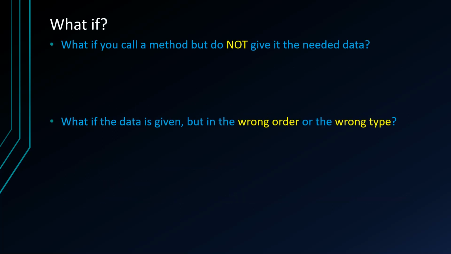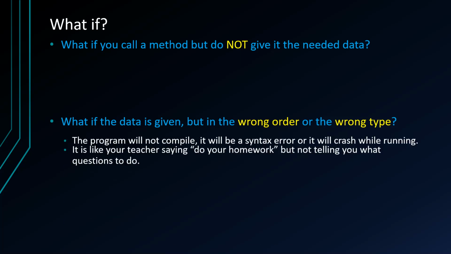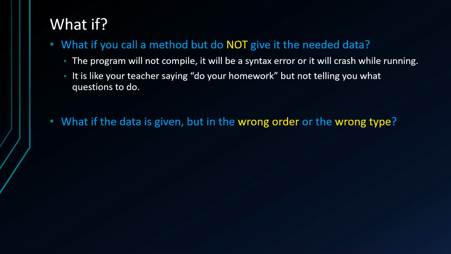All right. So what if you call a method but do not give it the needed data? So let's say we say Console.WriteLine, but we forgot to give it a message. Well, that's a problem. The program won't even compile. It'll actually be a syntax error because it's expecting that, right? It's like if the teacher says to you, do your homework, but they don't tell you what actual questions to do. You can't physically do it. You sit there spinning your wheels. So this obviously is not an ideal situation. So that's something we've got to avoid.